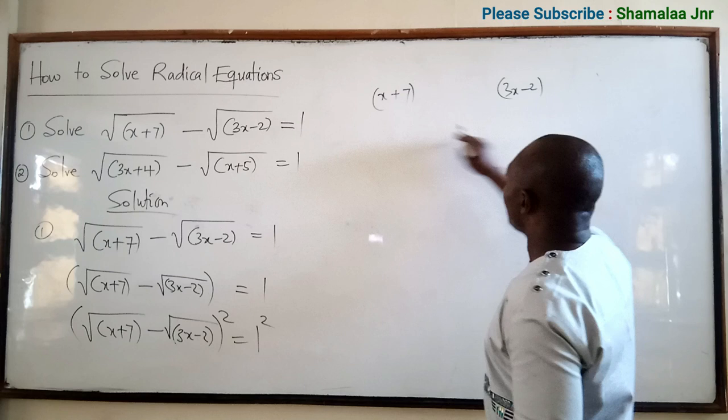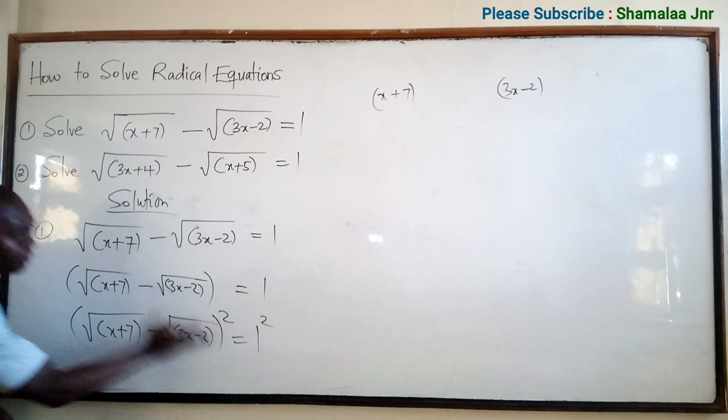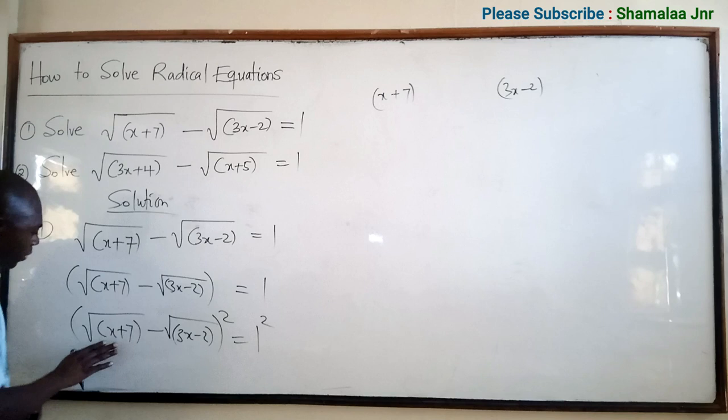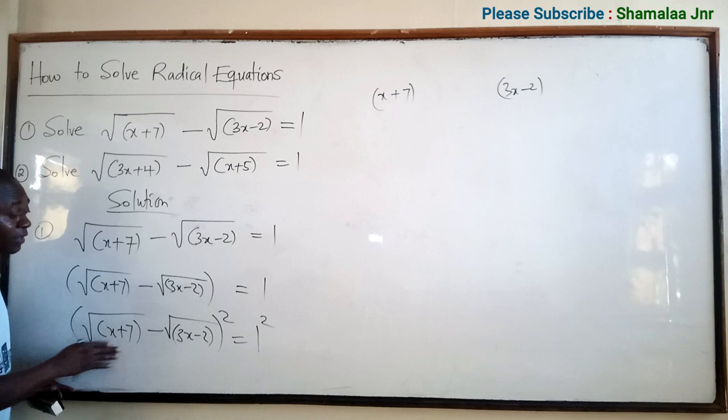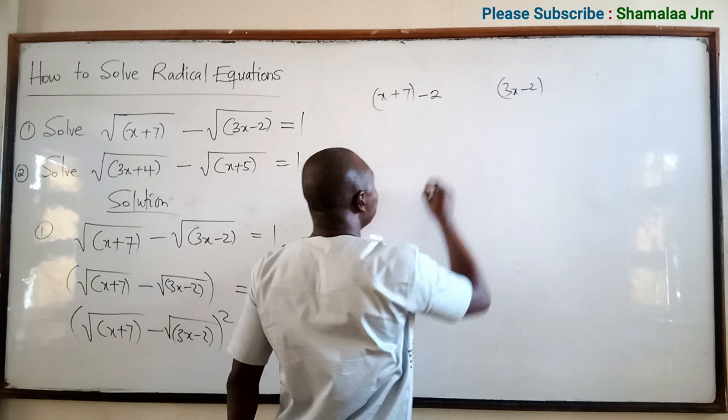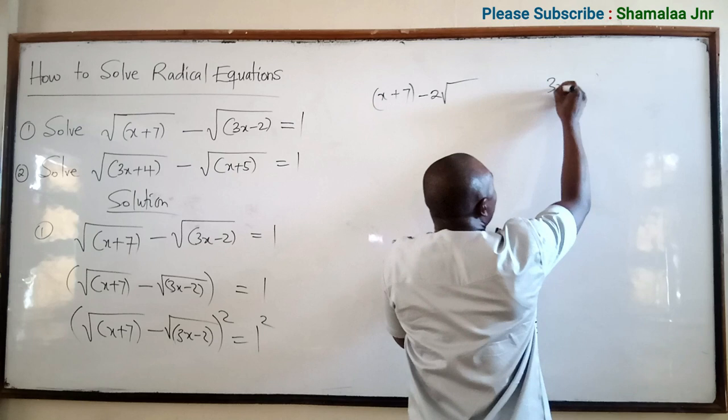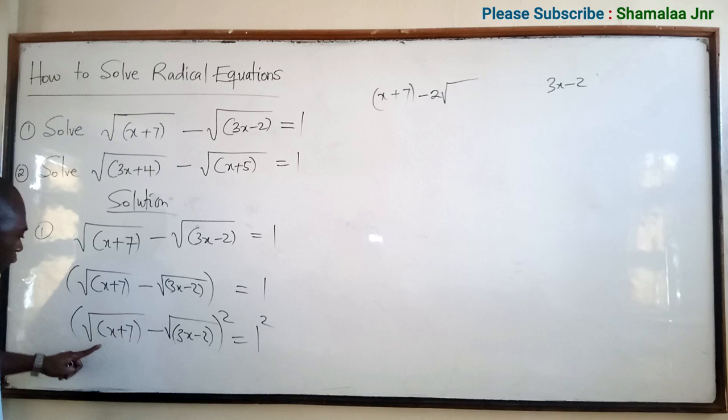Now the middle is going to be this times this, times 2. So you see, this one is positive, this one is negative. Positive times negative is negative. So that will be negative 2. Are you seeing it? Square root. Let me bring this one here: 3x minus 2. So negative 2 square root of x plus 7 times square root of 3x minus 2.